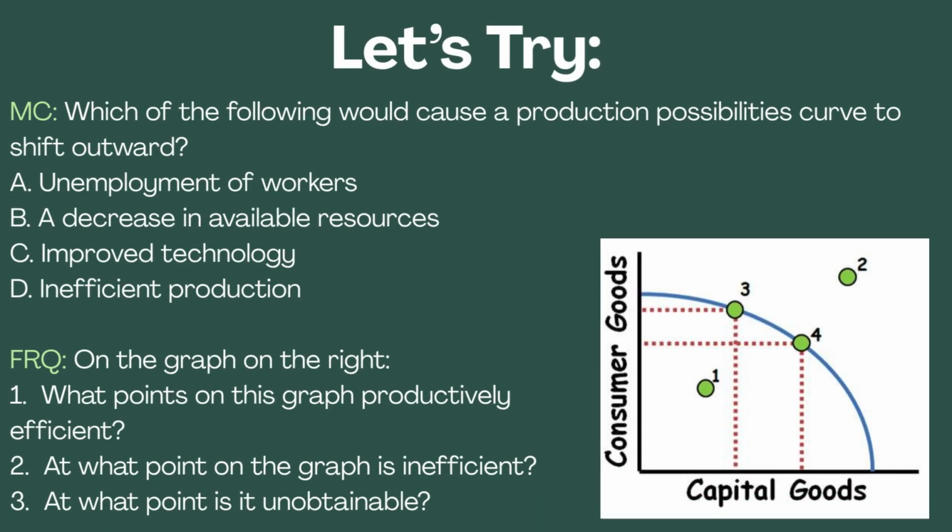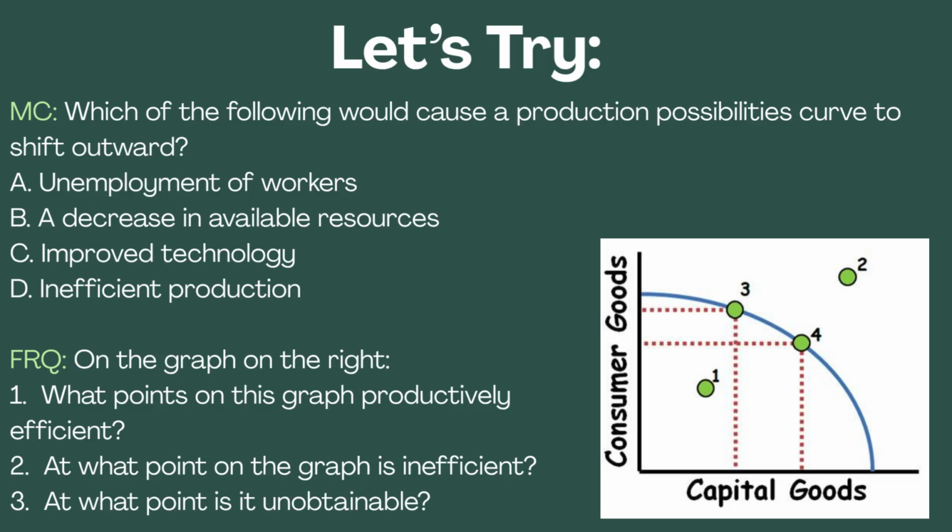Let's try some practice multiple choice and free response questions. Pause the video and check your answer. Which of the following would cause a production possibilities curve to shift outward? And, using the graph on the right, which points on this graph are productively efficient, which point on the graph is inefficient, and which point is unattainable?